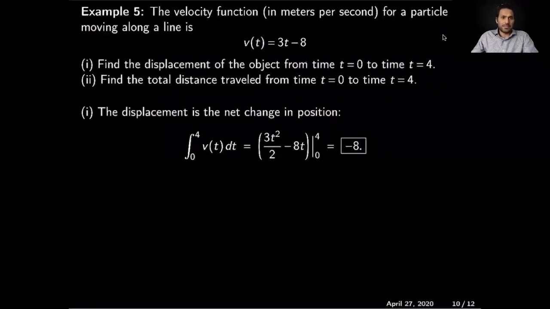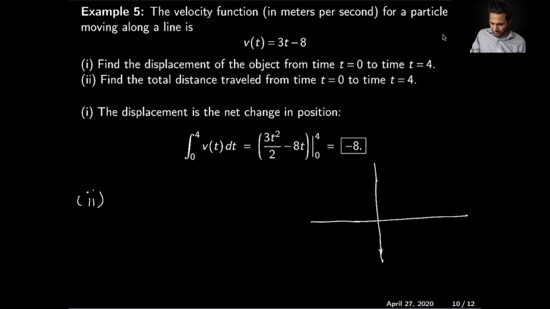Now let's calculate the second part. In the second part, we have to calculate the distance. It means first let's try to plot this function. So as we can see, the graph y is equal to 3t minus 8. It has a slope 3, and so it's going from 0 to 4.